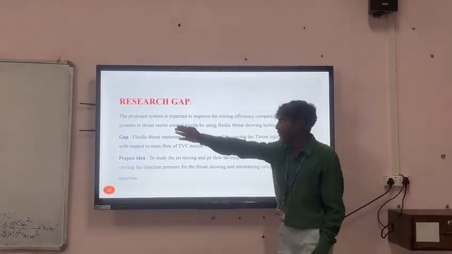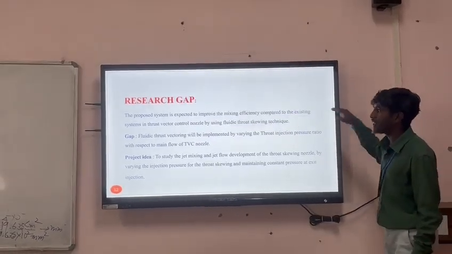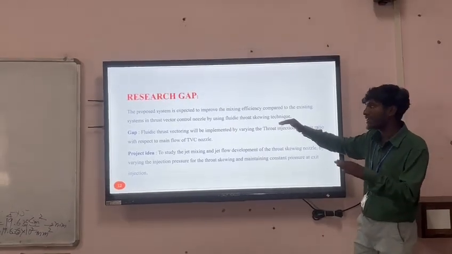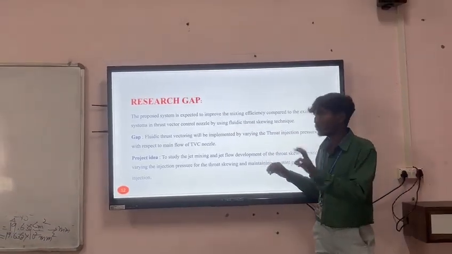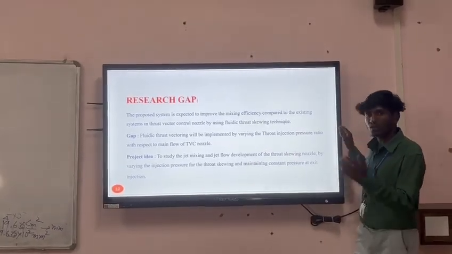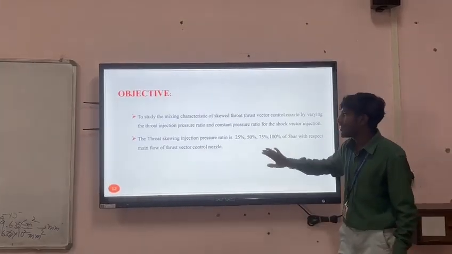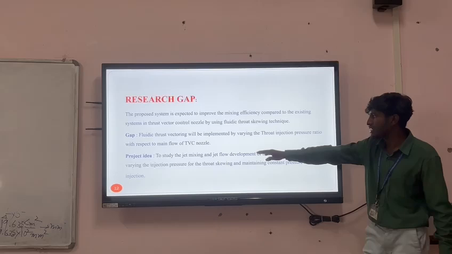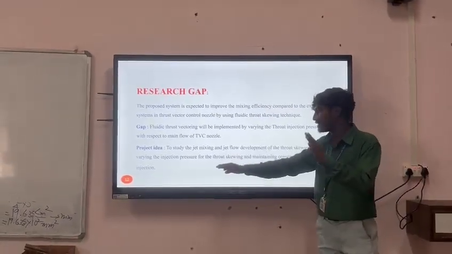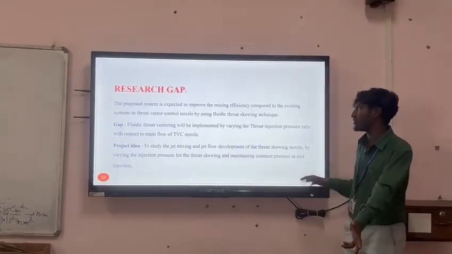This is our research gap. The proposed system is expected to improve the mixing efficiency compared to the existing thrust vector control nozzle by using fluid thrust skewing techniques in the nozzle. The gap: fluid thrust vectoring will be implemented by varying the thrust injection pressure ratio with respect to the main flow. Our project idea is to study the jet mixing and jet flow development in the thrust skewing nozzle by varying the injection pressure for the thrust skewing, maintaining constant pressure at the exit of the nozzle.